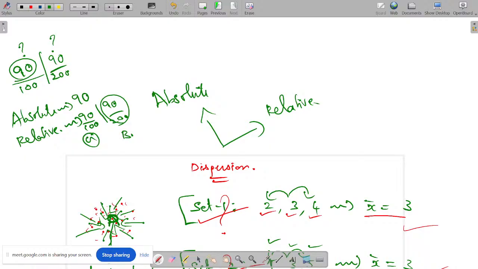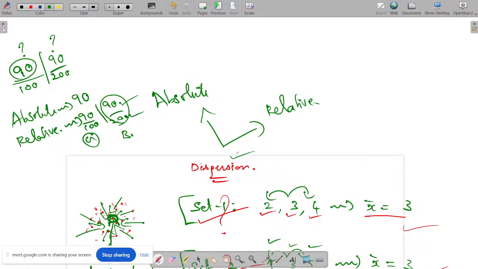So tell me which is a good comparison. Absolute measure is a good comparison or relative measure is a good comparison? Relative measure is a good comparison. But to have the relative measure, we need to know two values. One value is the numerator, the absolute value, and the denominator, which is the given or taken value. Okay. So here for finding the dispersion, we'll go for absolute value, then relative value.